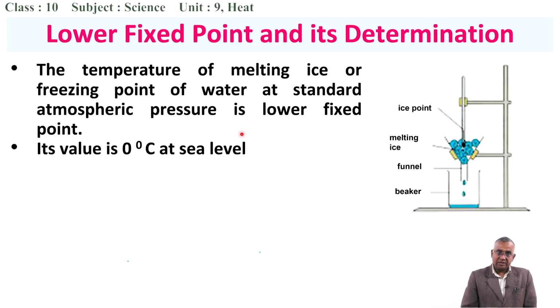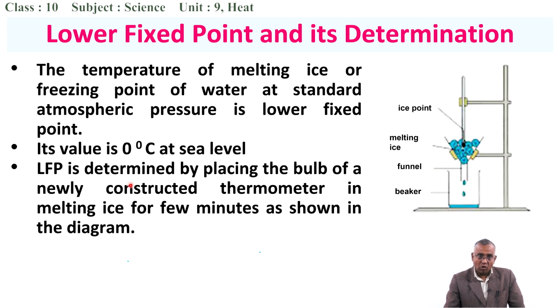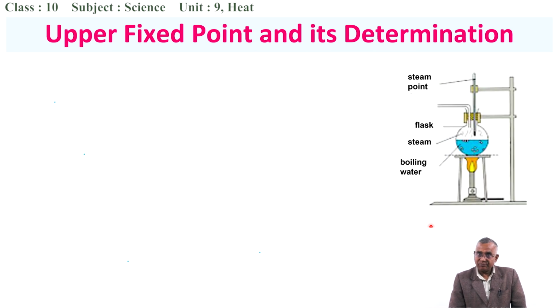Yeah, its value is 0 degrees Celsius at sea level. If height increases, slightly its value also changes. Lower fixed point is determined by placing the bulb of a newly constructed thermometer in melting ice for a few minutes as shown in the diagram. So, you have already done it. Yes, and you found that it is what? 0 degrees Celsius. Yes.